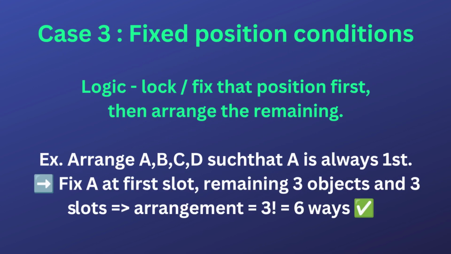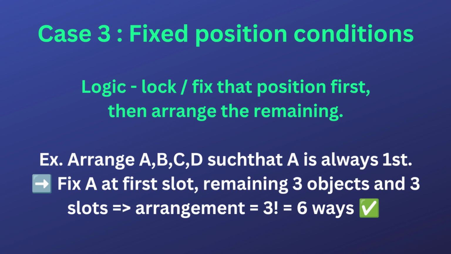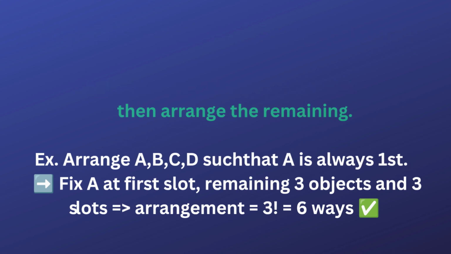Case 3. Fixed position conditions. Sometimes the question says A must always be at the first position, or the digit cannot be 0 at the start, or A must be at the third position, etc. This is called a fixed position condition. The logic behind the arrangement in these conditions is we lock or fix that position first, then arrange the remaining. For example, in an A, B, C, D arrangement, if the first letter must be A, we lock A at the first place, then arrange the remaining three letters.